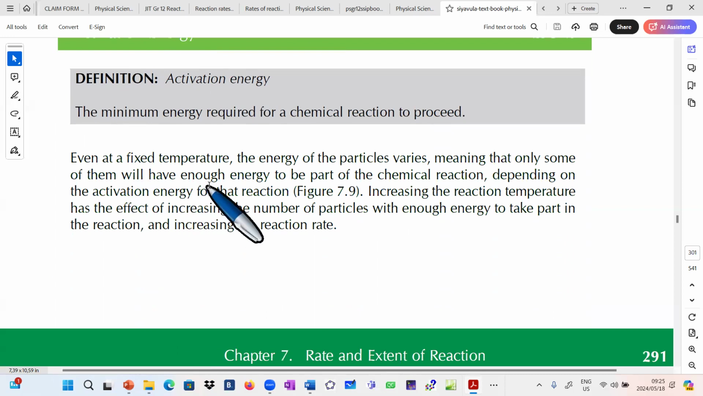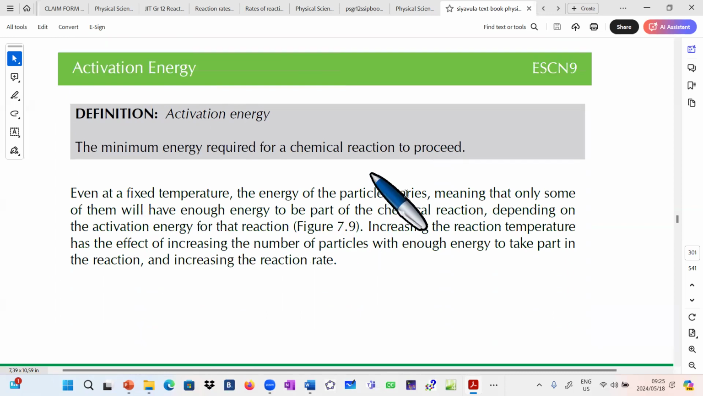Even at a fixed temperature, the energy of particles varies, meaning that only some of them will have enough energy to be part of a chemical reaction, depending on the activation energy of that reaction. Increasing the reaction temperature increases the number of particles with enough energy to take part in the reaction, increasing the reaction rate.